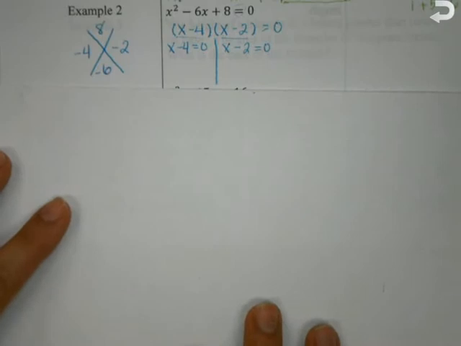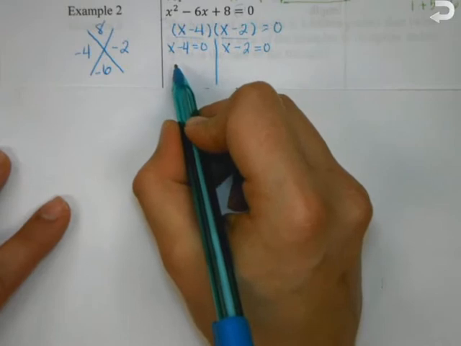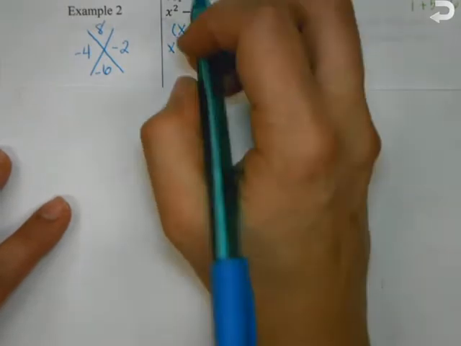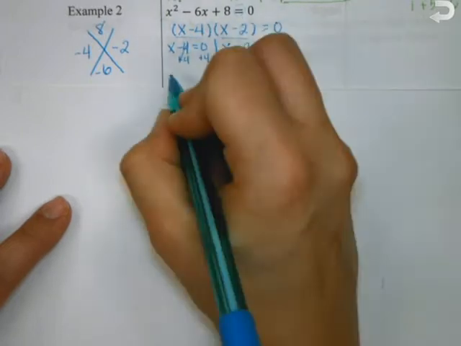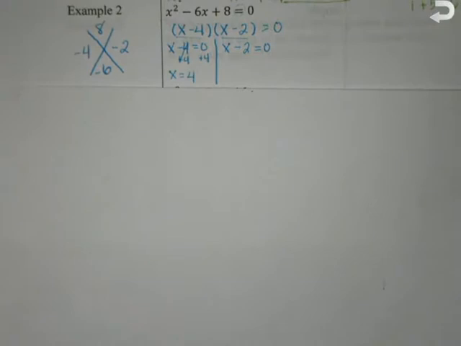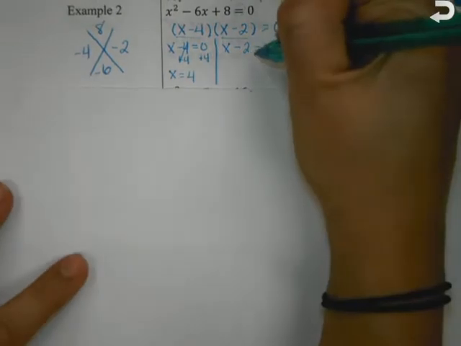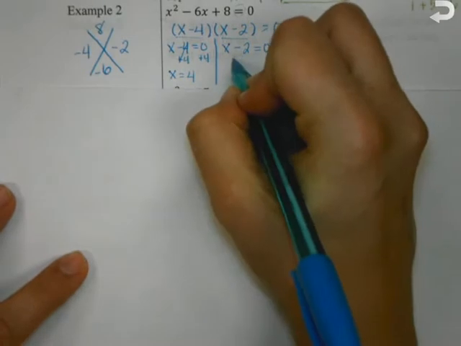On the left-hand side, x minus 4 equals 0. How would I solve that one? Add 4 to both sides. Good. So that gives me x equals 4. That's one answer. On the right-hand side, x minus 2 equals 0. Add 2 to both sides. Thanks, Nate. So that gives me x equals 2.